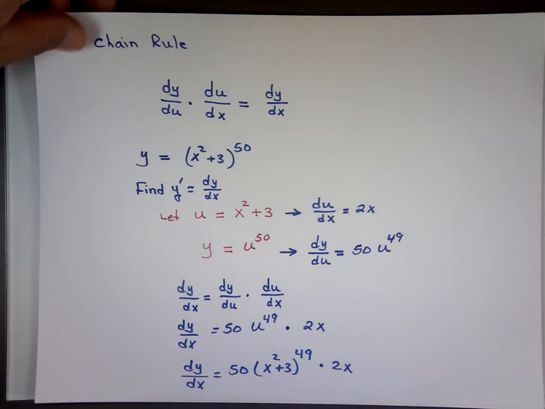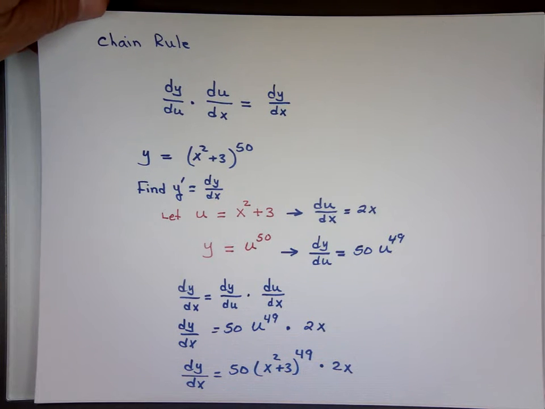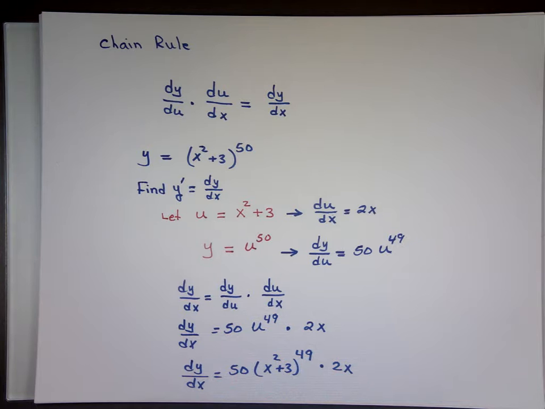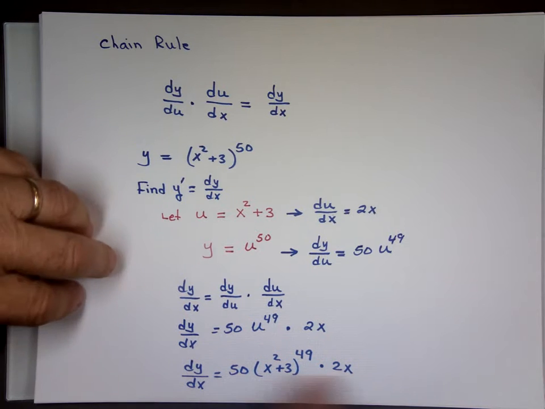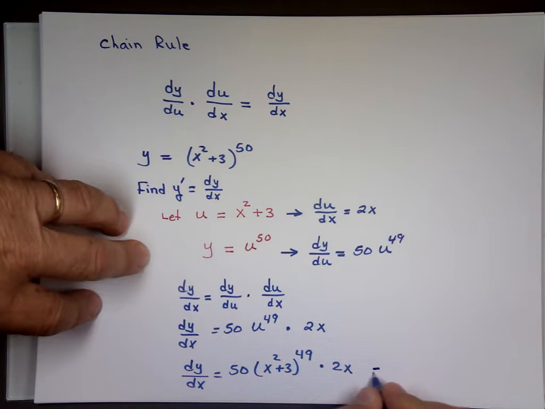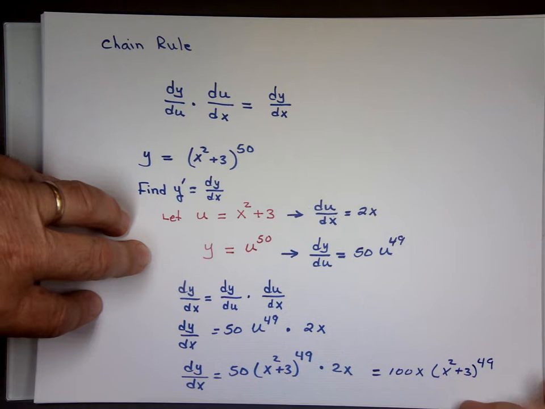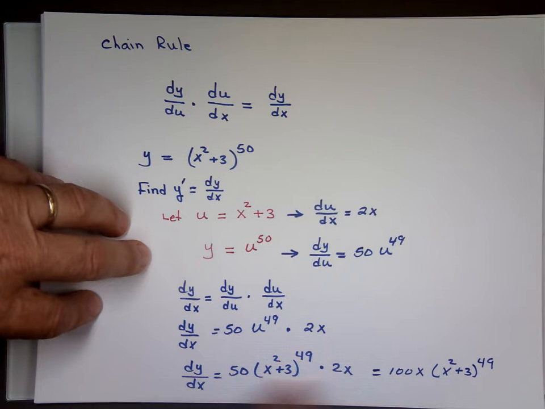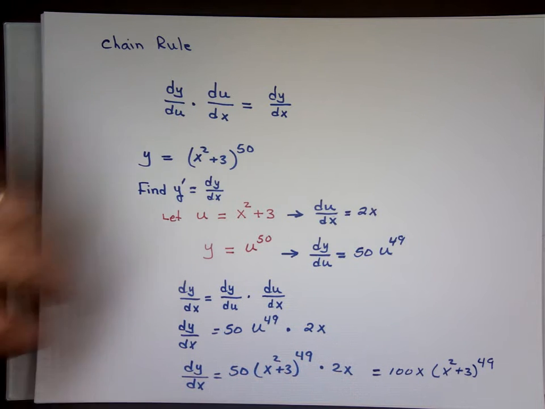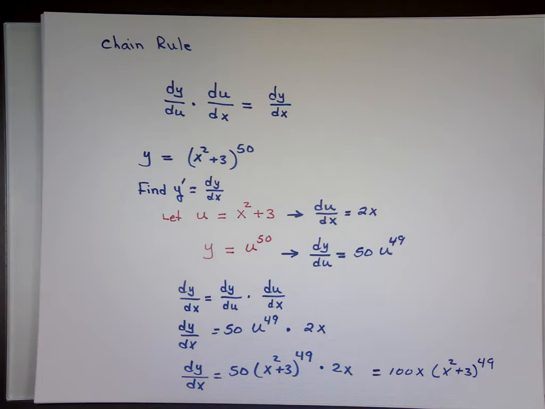I'll try another one. You could simplify that, right? To what? 100x. Oh, I mean multiply these two? Yes. Yeah. If you want to make that 100x times x squared plus 3 to the power of 49. But I want to keep that answer. I have interest in that answer in a few minutes. I'm going to come back to it.